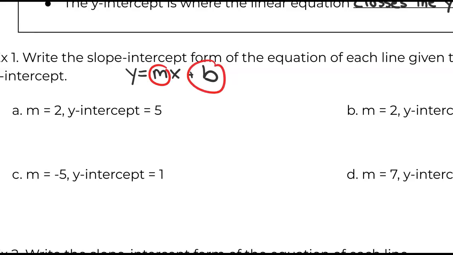In A, our m value is 2 and our y-intercept is 5. So in our equation, we're replacing m with 2 and b with 5. I'm going to do those in different colors to show what I'm replacing. We're writing this as y is equal to 2x plus 5. And that's all we're doing for these first four: just taking our m and our b and putting it into a line.